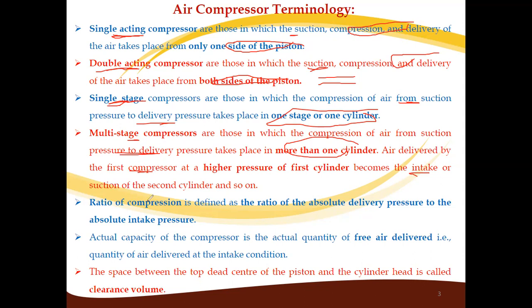Now there is another important terminology that is called the ratio of compression, or it is also called the compression ratio. It is generally denoted by CR. So this compression ratio is nothing but the ratio of the absolute delivery pressure to the absolute intake pressure. So output pressure is the pressure at the delivery valve, and input pressure is the suction pressure. Generally it is the atmospheric pressure. So this is the compression ratio.